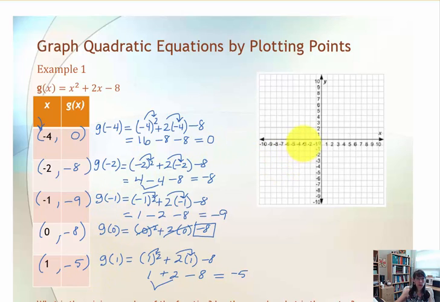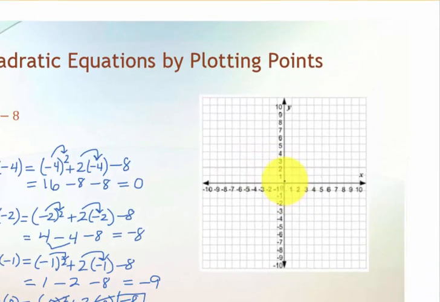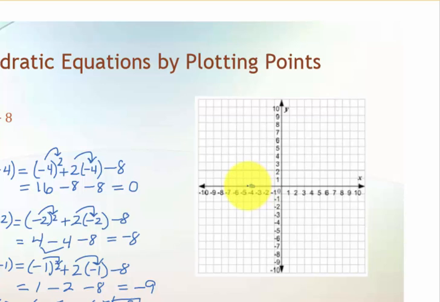So now we'll go over to the coordinate system and plot all the ordered pairs. -4, 0, -2, -8, -1, -9, 0, -8, and 1, -5. So you can see right here we have the direction of our parabola changing right here. So now we just need to connect these points to form our parabola. Do you see how it is opening upwards? This is changing direction right down here.